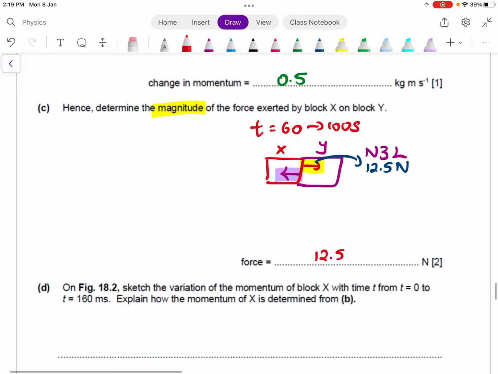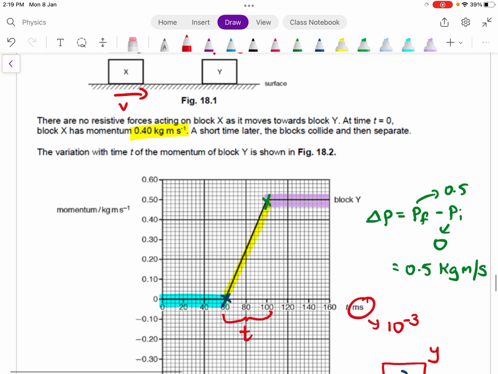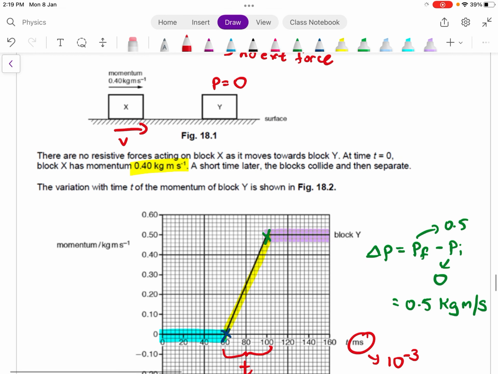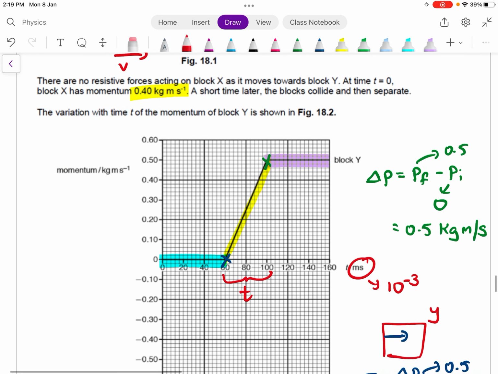Okay, let's do the sketching first. When we know that before collision, from 0 to 60 milliseconds, block X has a momentum of roughly 0.4. So let's draw the horizontal line first. So this part will be 0.4. So it's horizontal because the momentum is constant. There's no friction, no resistive forces.